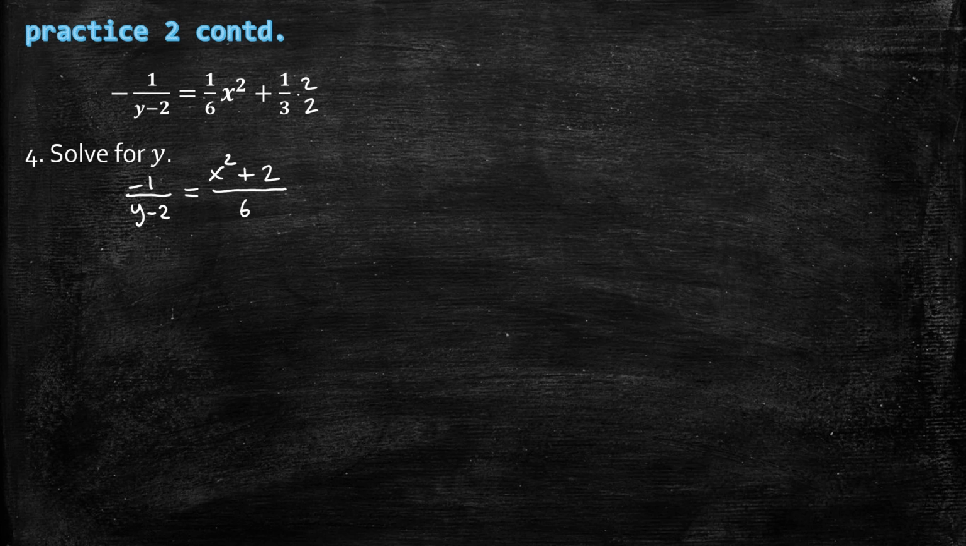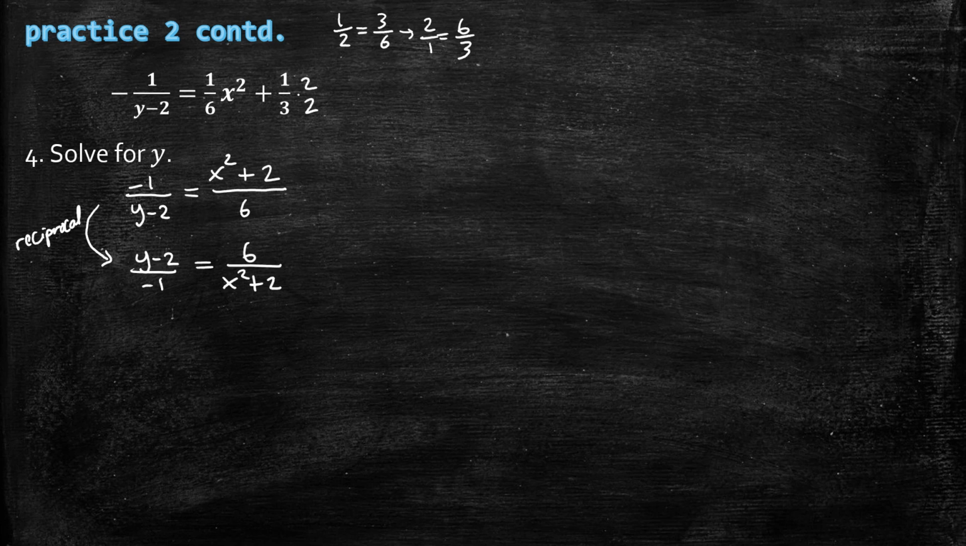Now at this stage, you could cross multiply because you have a proportion. You have to cross multiply and then divide through again to get y alone and x onto the other side. Or you could take the reciprocal of both sides, which is perfectly legal. As an example, up here, if I told you that 1/2 equals, I don't know, 3/6, well, the reciprocal of that is true as well. 2 over 1 would equal 6 over 3. So that's all we're going to do right now. So we'll get y minus 2 over -1 equals 6 over x squared plus 2.